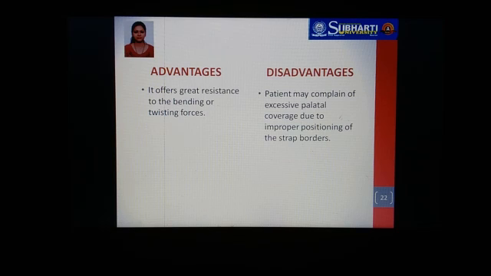So we have to keep in mind that we have to extend it posteriorly, but it should not be so far posterior that it will cause any gag reflex to the patient. So the minimum width we have to ensure is 8 millimeters, and as far posteriorly as possible without causing any discomfort to the patient.